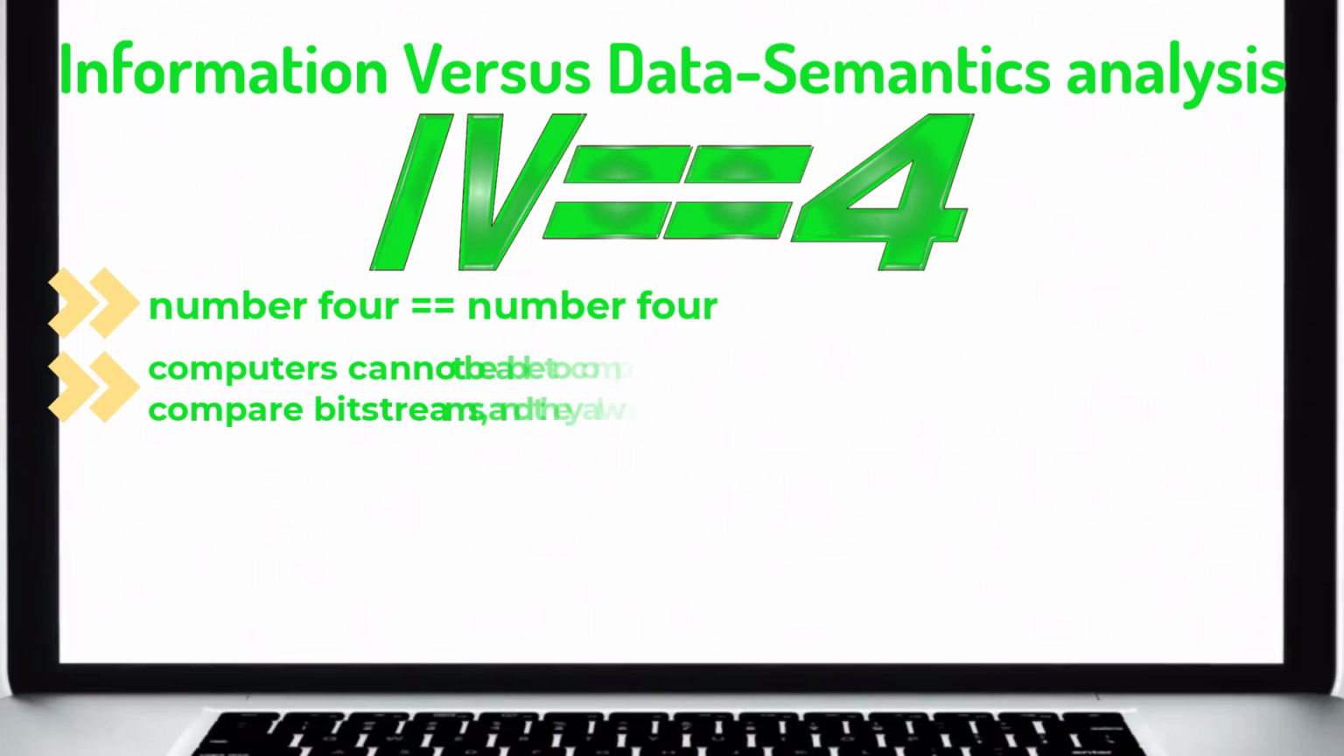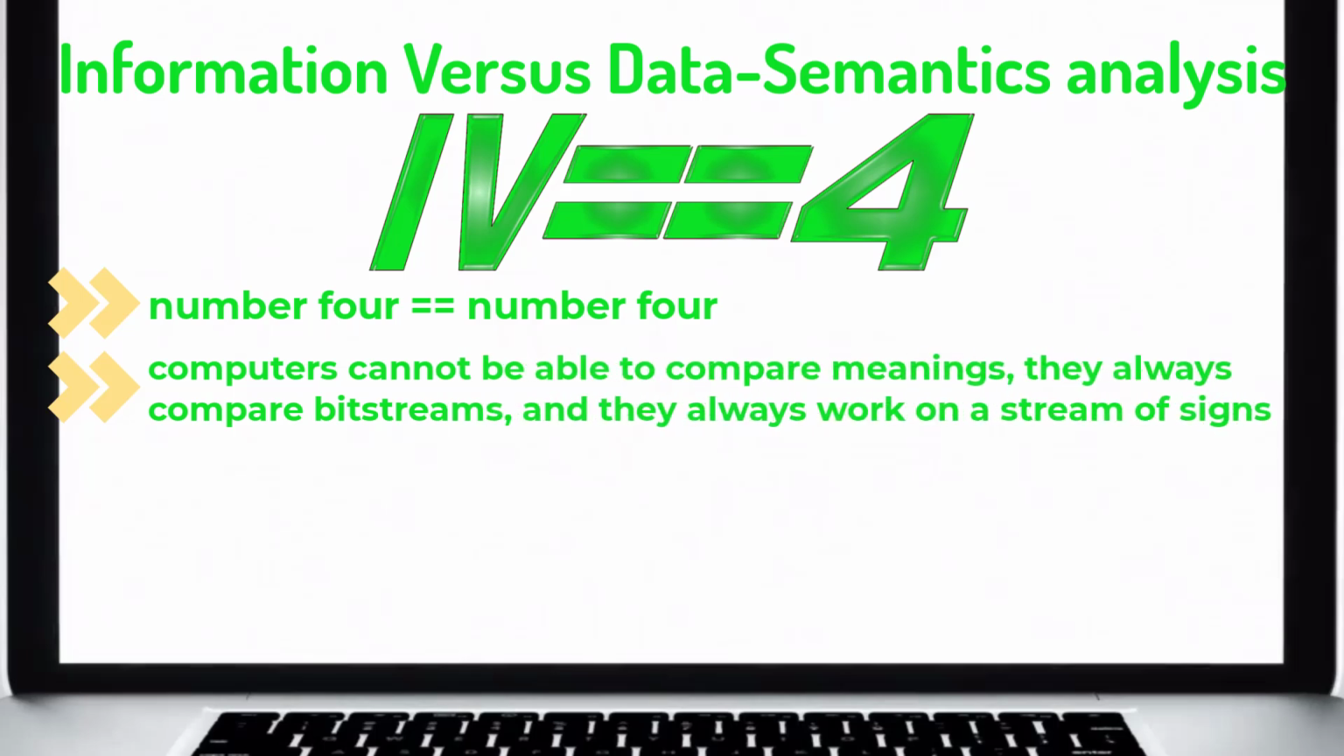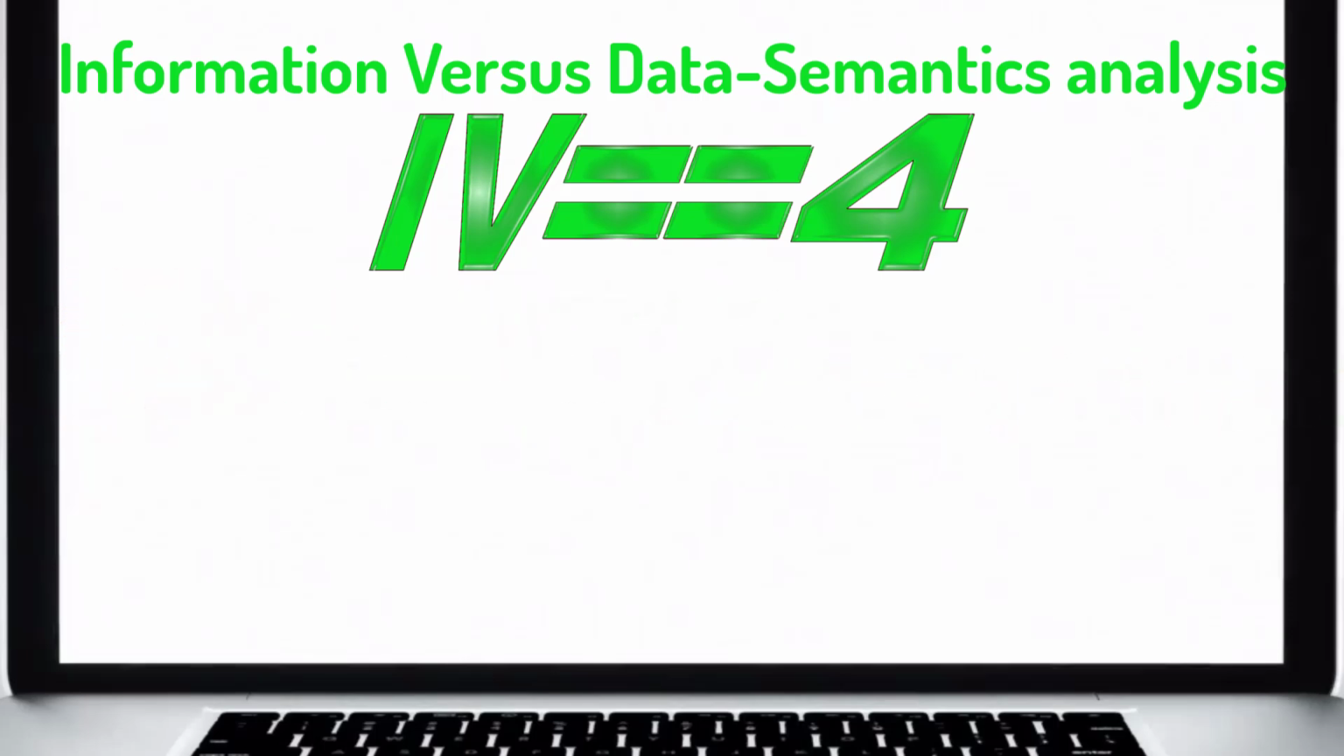In this case, we are comparing the meaning, but not the streams of characters. Again, meaning is an abstraction, so physical computers cannot compare meanings. They always compare bit streams, and they always work on bit streams.